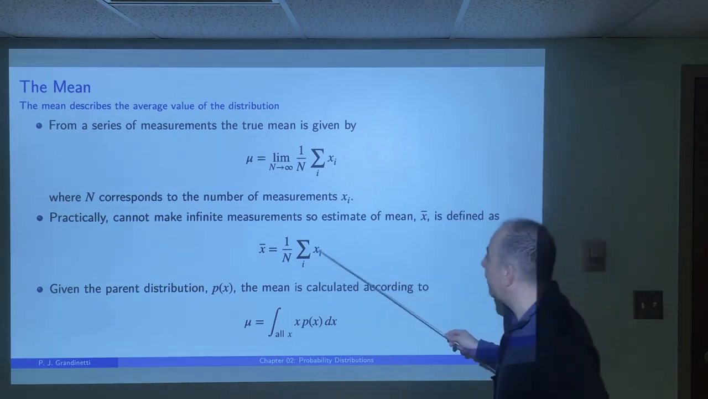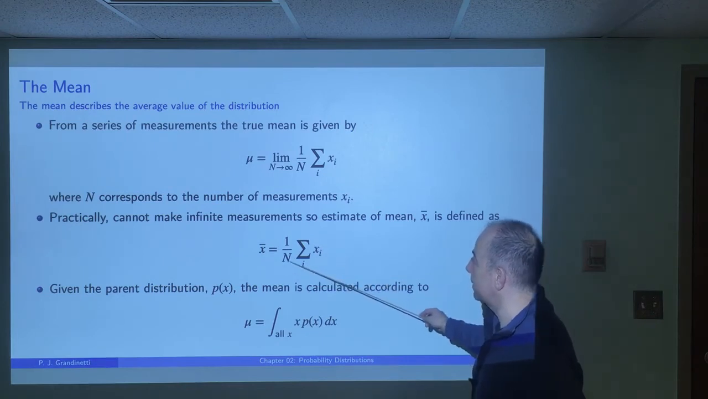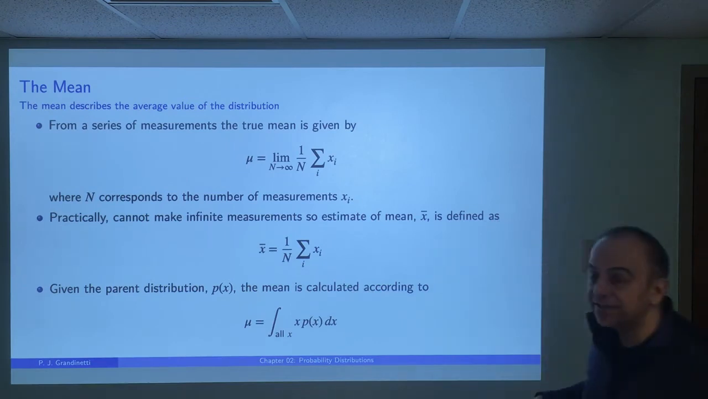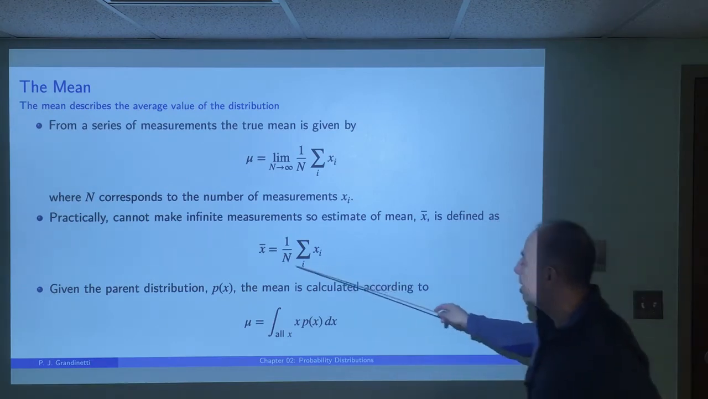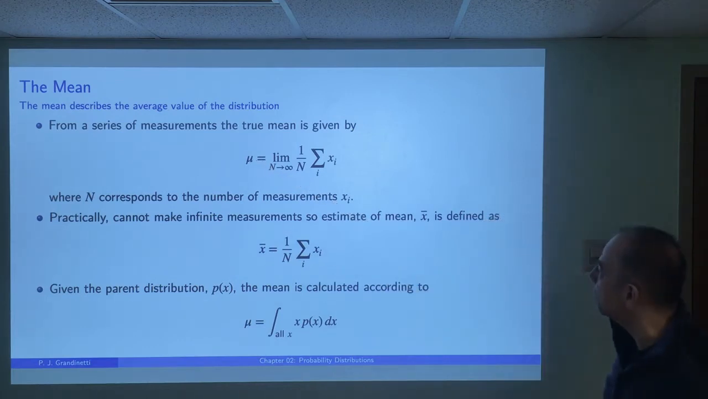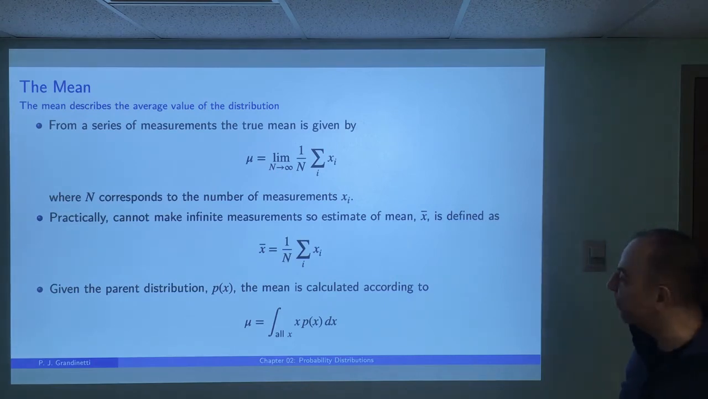So when you go into the lab, you make a finite number of measurements and do the same calculation, this time dividing by your finite number of measurements, n, and you get what we call the estimate for the mean. Only in the limit that n goes to infinity does the estimate of the mean become the true mean. So we'll use different symbols: mu for the true mean and x with a bar over it for the estimate of the mean.